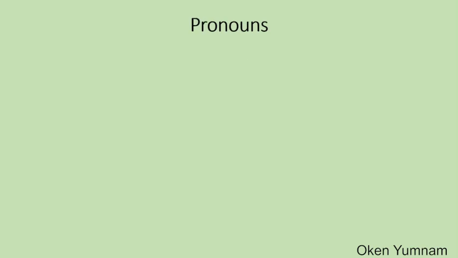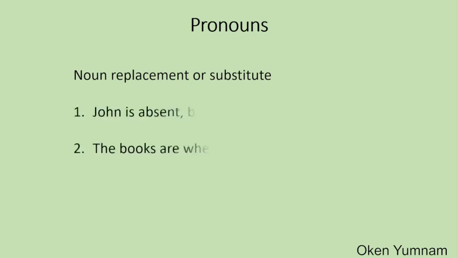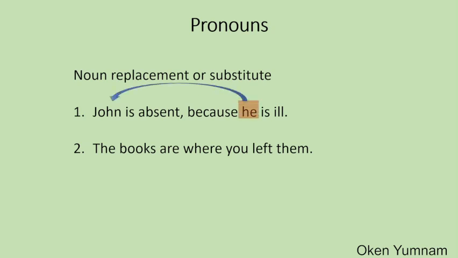Now coming to pronouns. What are pronouns and what do they do? Pronouns are noun replacements or substitutes. So they simply come in place of nouns. Let's see here. In number 1, John is absent because he is ill. We can say John is absent because John is ill, but it is very awkward to repeat John again and again. So the second is replaced by he. He is none other than John. This is a noun substitute for John, so he is a pronoun.